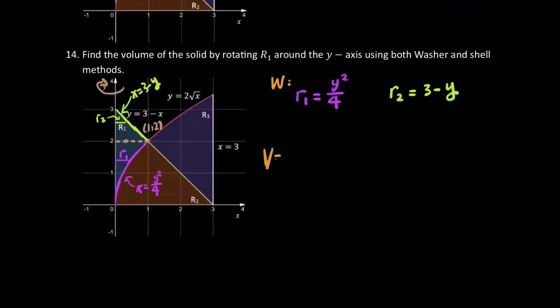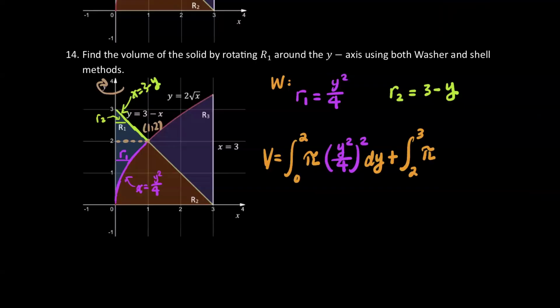And the volume goes, the bottom one from 0 to 2, pi simply r squared. The bottom part is the pink one. And the top part goes from 2 to 3. And the radius is the green one.